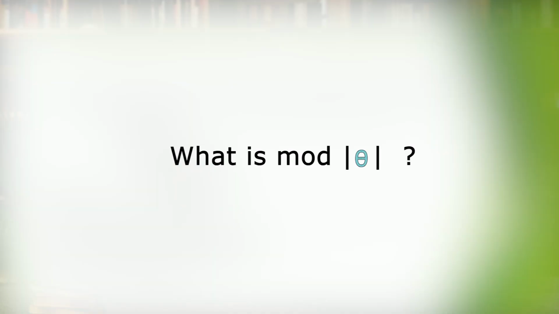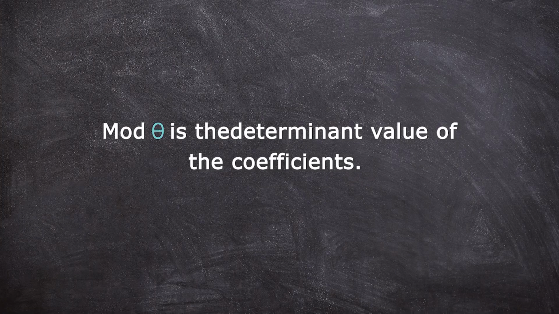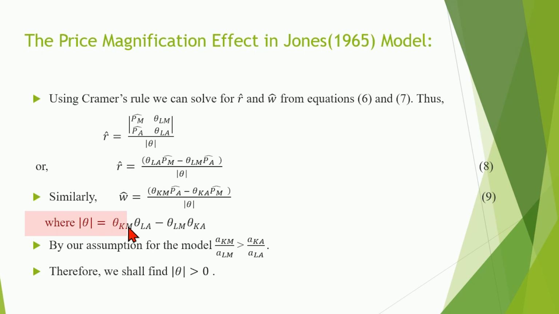Now what is mod theta? Mod theta is the determinant value of the coefficient. Here this is expressed like this: mod theta is equal to theta KM into theta LA minus theta LM into theta KA. Now if we solve for W hat, we get this expression: theta KM into PA hat minus theta KA into PM hat whole divided by mod theta.